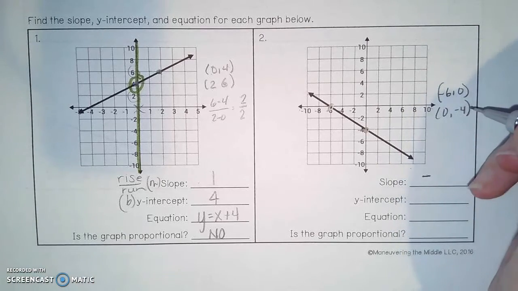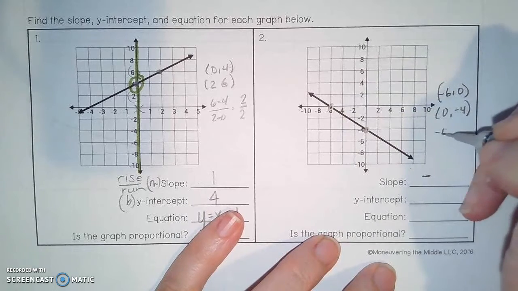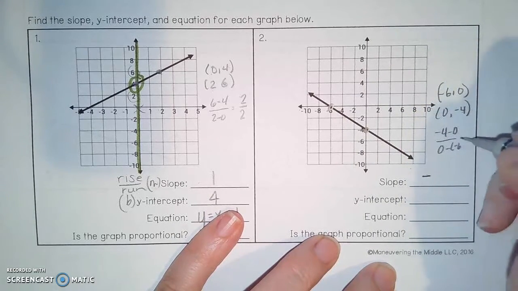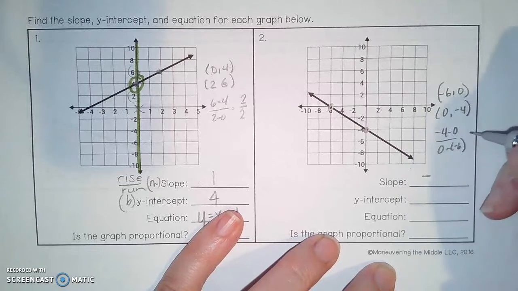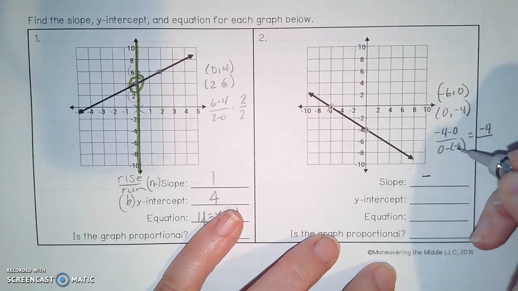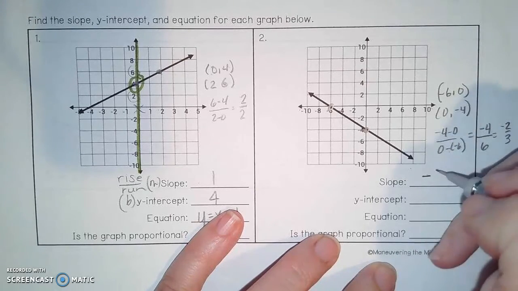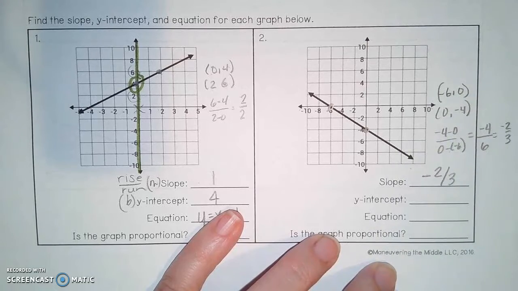Okay, so we're going to take a brief moment and look at what we have here. I have -4 minus 0 over 0 minus -6. So this is going to end up equaling -4, and then 0 minus -6, or I'm going to add the opposite, is just going to be 6, which I can simplify to -2/3. So my slope is -2/3.